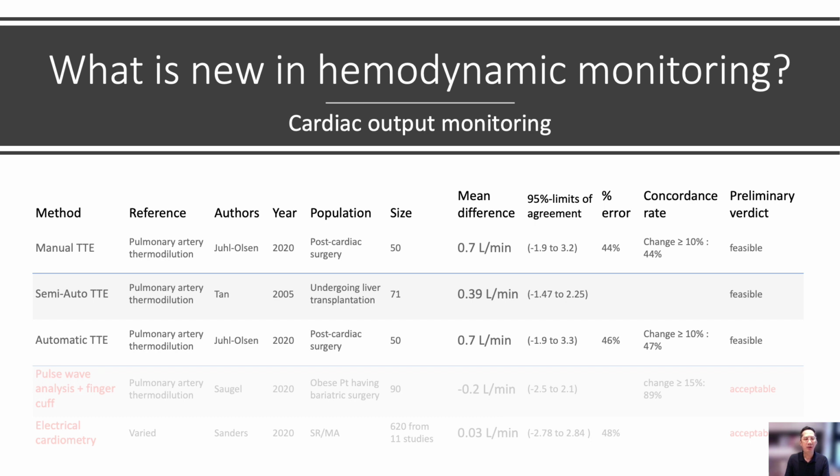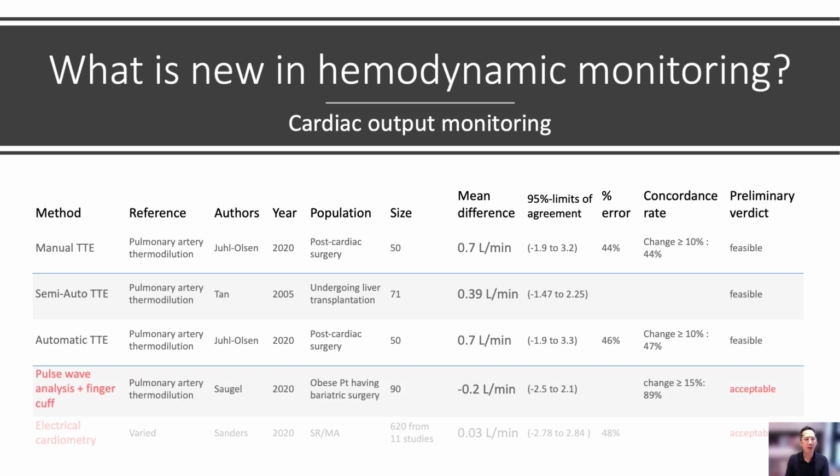The other method was actually published recently in the same study with the same population, and the mean difference of cardiac output is 0.7 liter per minute, and the error rate is about 40%. In terms of the concordance rate, interestingly, using a change of more than 10%, possibly could be used for some interventions such as the leg raise test, and the concordance rate is no more than 50%. So I would say these are feasible, but not a perfect method.